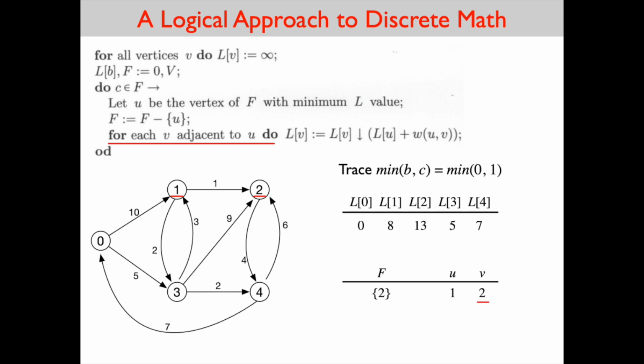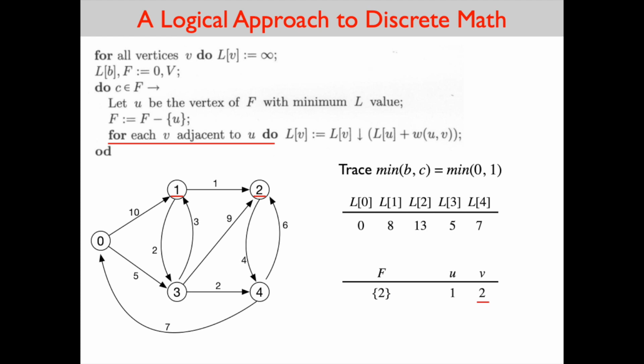Now, wait a minute. L sub 2 has changed several times before. The current value of L sub 2 is 13. Where did that 13 come from? Remember that 13 came from the path from vertex 0 to vertex 3 to vertex 4 to vertex 2, which was 5 plus 2, which is 7, plus another 6, which is 13. What's going to happen now is that we are discovering yet another shorter cost path to get there.